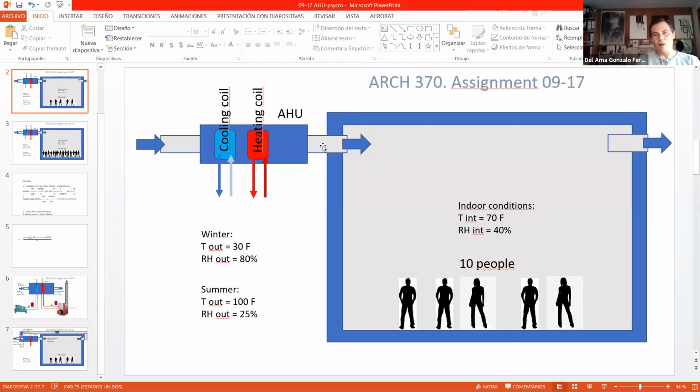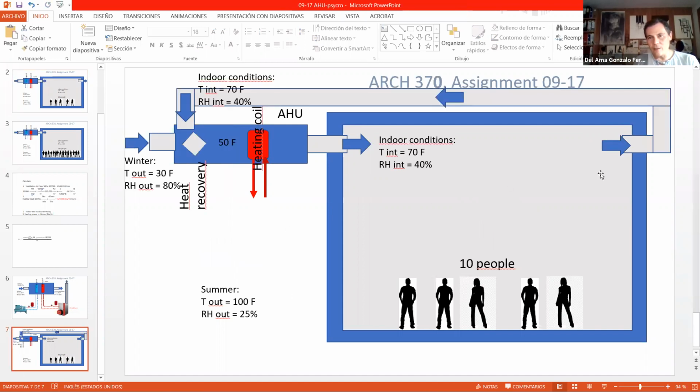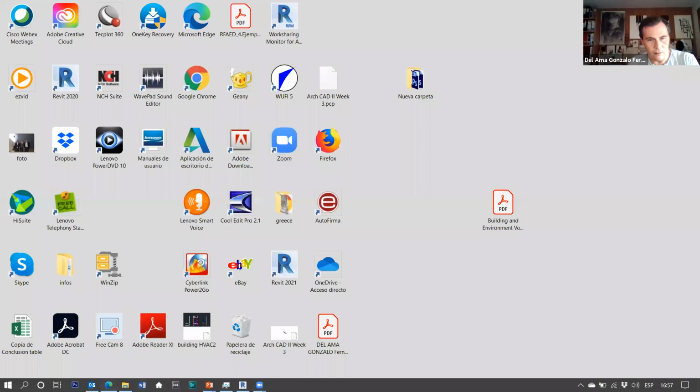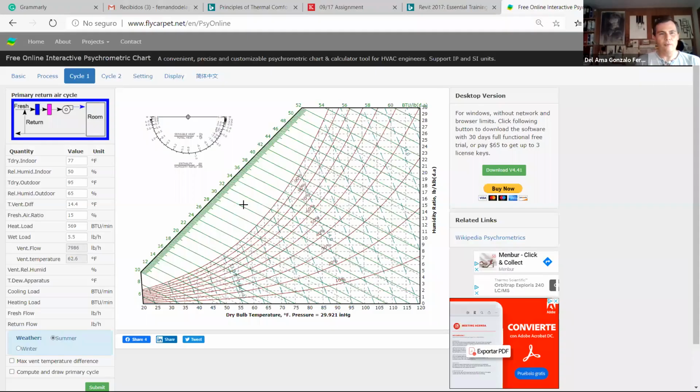Now we supply the air, and with the air we can release moisture, particles, viruses, whatever, and then we have to get rid of it. But if we recirculate this, we will improve the efficiency of the system with that heat recovery. So this is what we're going to calculate now. Okay, so look at this.